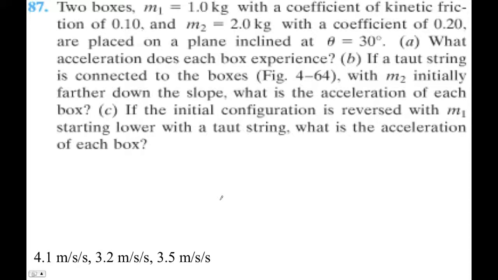Okay, so let's see. We've got the boxes, I believe, when they start on the plane, right? This is a 30-degree incline here, right? And I believe what they do is they've got the 1 kilogram box up here. Here's 1 kilogram, and the coefficient here is 0.1. And then they've got the 2 kilogram here, right? And that coefficient is 0.2, and these are attached with a string, okay?